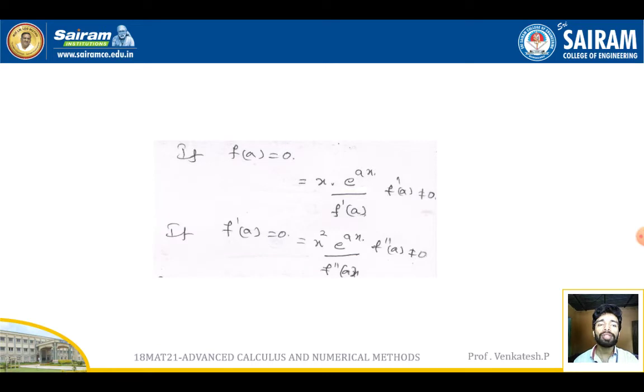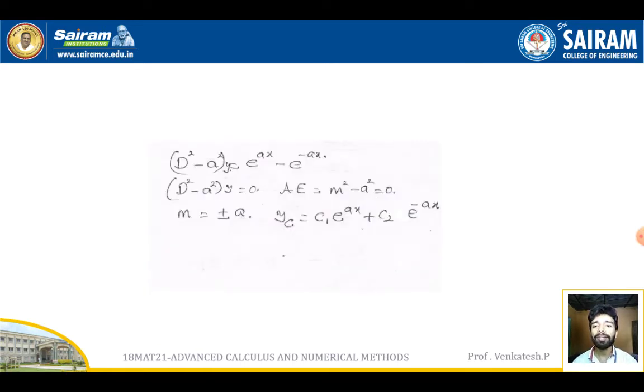Now we will see how to simplify a few equations. The problem is like this: (D square minus a square) y equals e power ax minus e power minus ax. The first step is to find the complementary function. For the complementary function, we already know that we have to replace all the D terms by m. If I replace D by m, I get the equation m square minus a square equal to 0. This is the auxiliary equation.